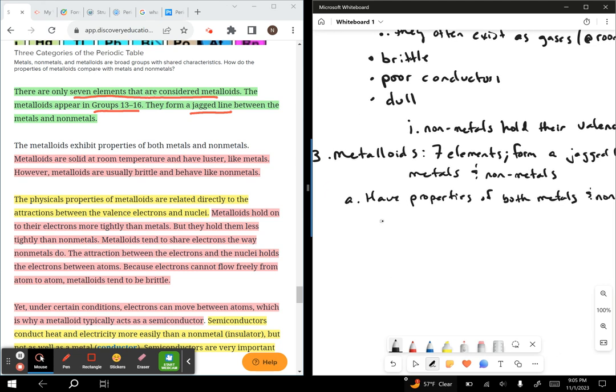For example, they are solid at room temperature. They have luster, just like metals. But like nonmetals, they're usually brittle, and they behave like nonmetals, which you could assume means they're not conductive. And perhaps they don't have as much malleability or ductility.